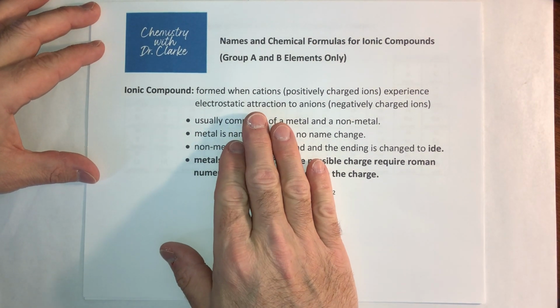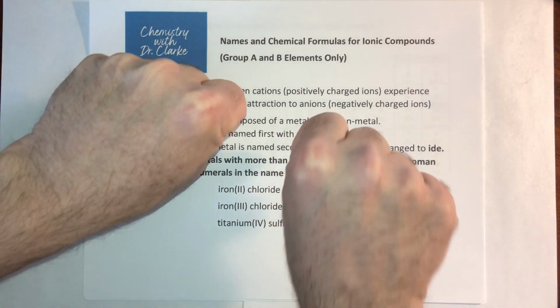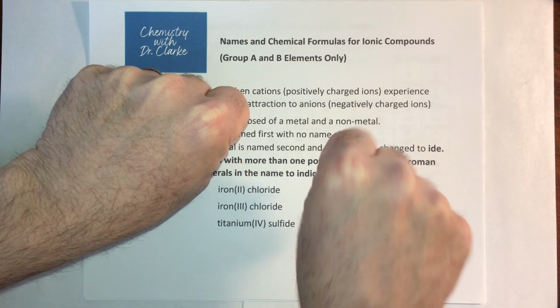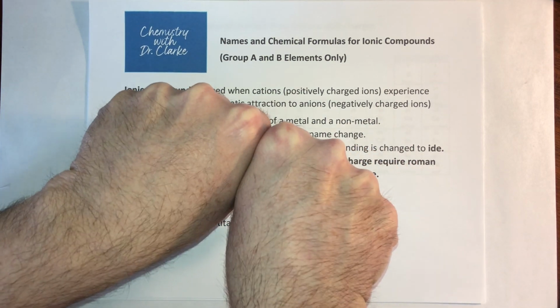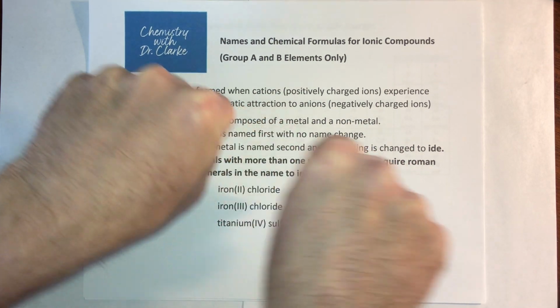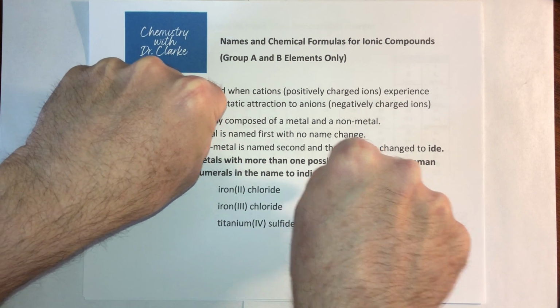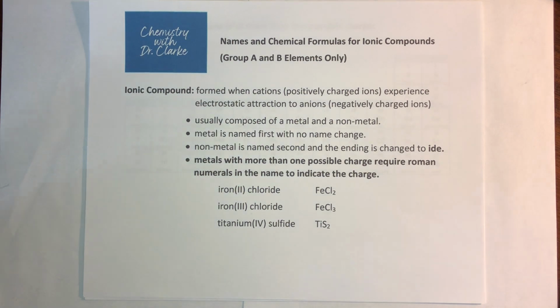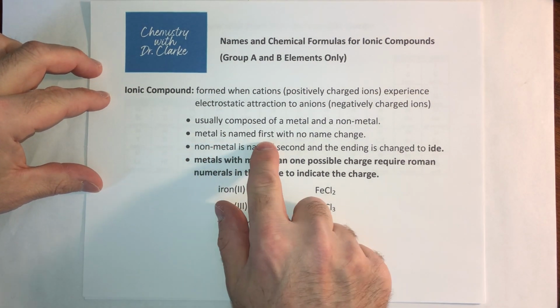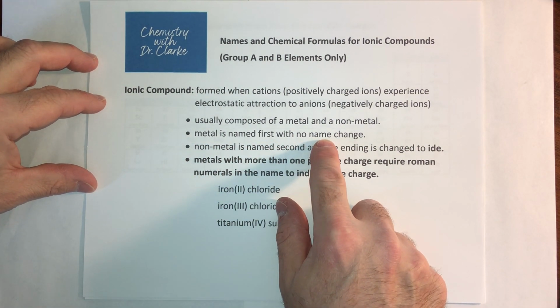Okay, so a little bit of a review from the first video. An ionic compound forms when you have a cation and an anion, positively charged and negatively charged, because a positive and a negative charge will attract one another electrostatically. The minute you have a positive and negative near each other, they'll automatically link up. When you're writing the name, the metal always goes first, and there's no name change.